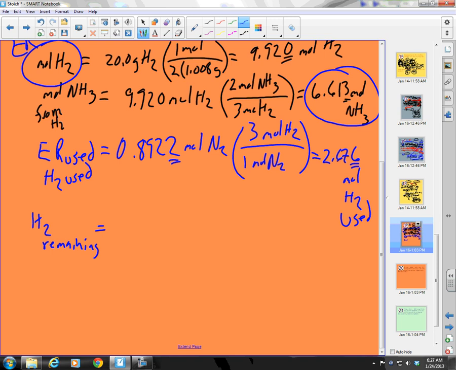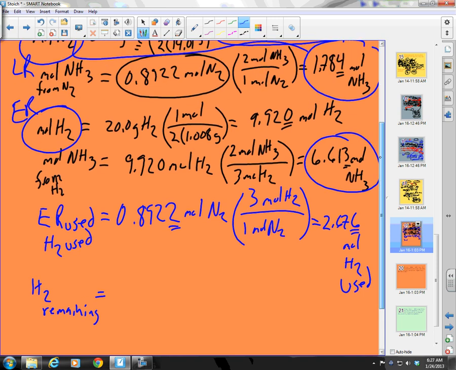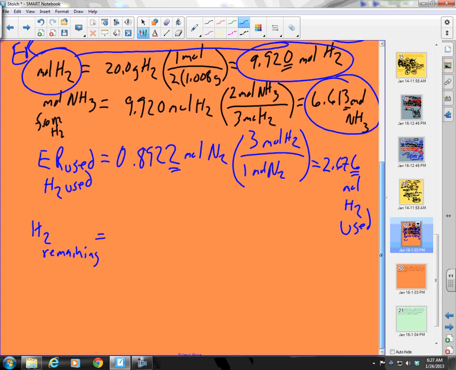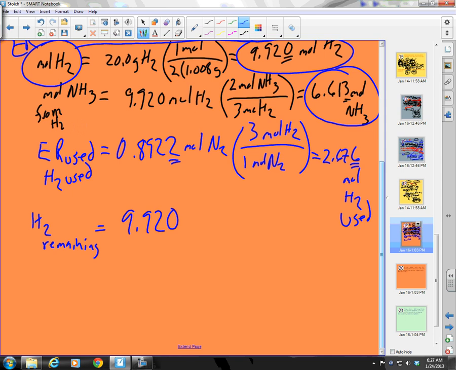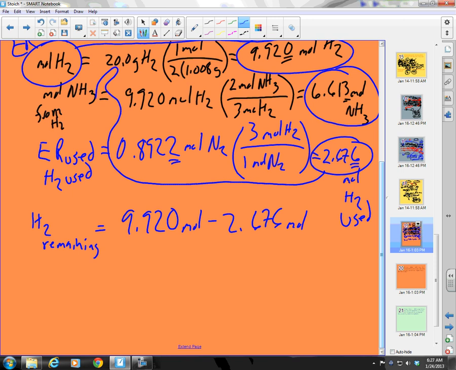Well, I'm going to take the moles of H2 I start with. How many moles of H2 did I start with? Here's my moles of H2 right here, 9.920 moles of H2 minus how much was used up? 2.676. And what do we mean used up? That's how much was reacted with my 0.8922 moles of nitrogen. For my 0.8922 moles of nitrogen to react, it requires 2.676 moles of my hydrogen.